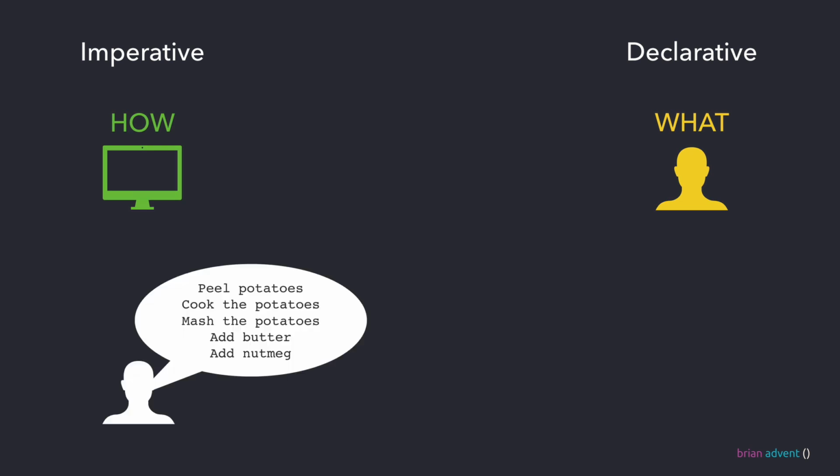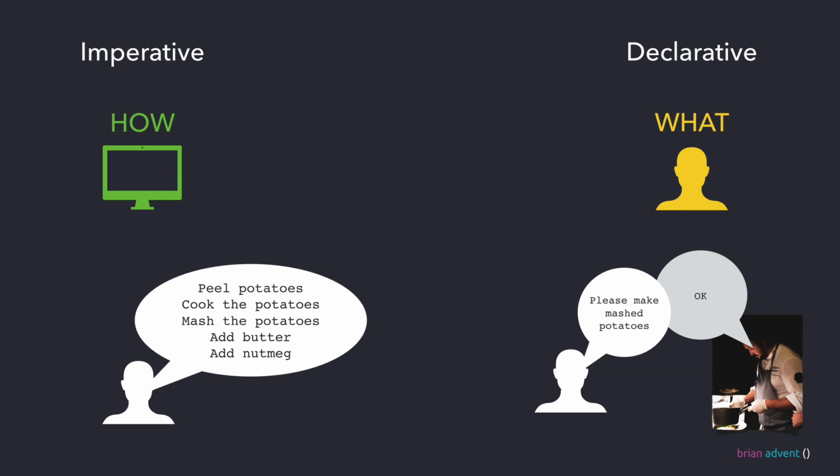Just to illustrate it a little bit more, if we want to create mashed potatoes, then as a recipe, we need to specify that we first need to peel the potatoes, cook the potatoes, mash the potatoes, and so on. And at the end, we have our result of mashed potatoes. In a declarative world, we would go to a chef and say, please make mashed potatoes. And the chef says, okay, I just do it.